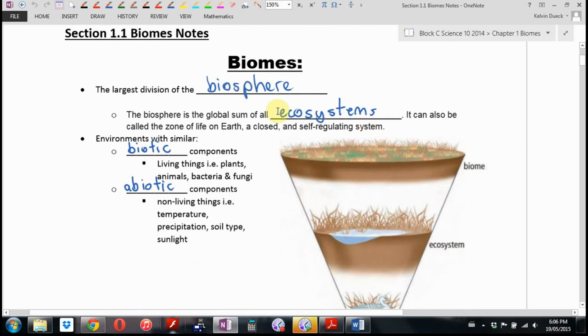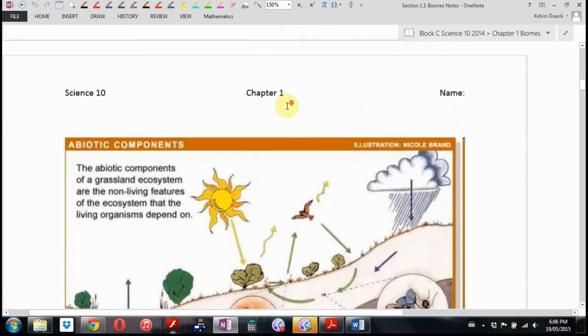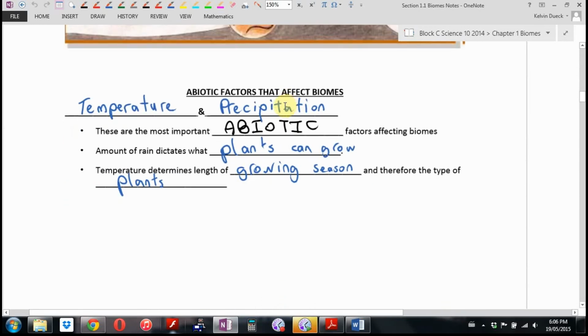If you were away, you can get this from online. I'm going to go really fast. We talked about biotic, living, and abiotic components. The two biggest abiotic components we said that affect biomes are temperature and precipitation, because they both affect what kind of plants can grow. They affect how long the growing season is. As soon as you start affecting the plants, you're going to start to affect what animals can live there.